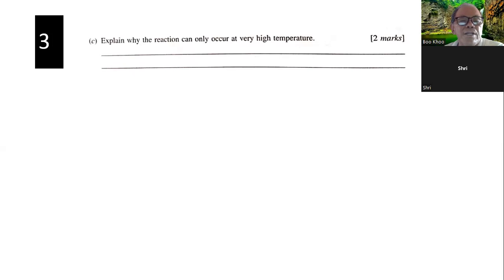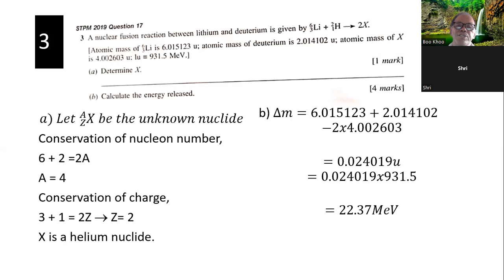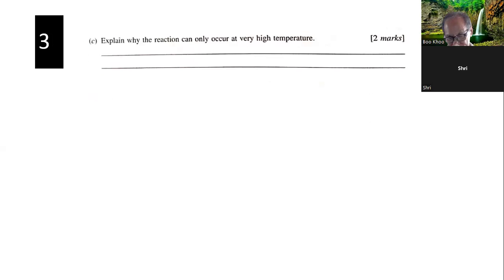Explain why the reaction can only occur at high temperature. Okay, 2 marks. Make sure you got at least 2 points. Yep, refer to this equation. You bombard lithium with deuterium. Then it produces helium. Explain.